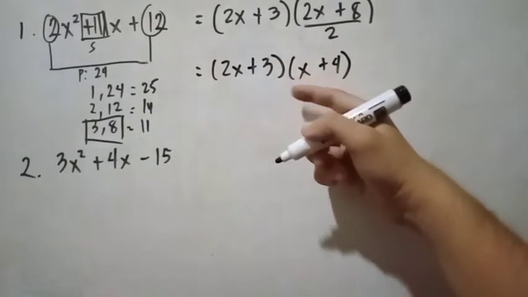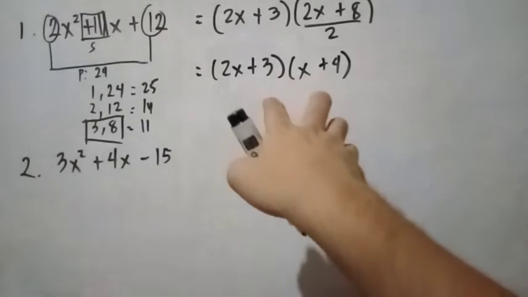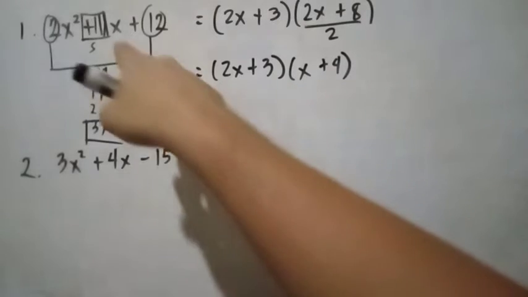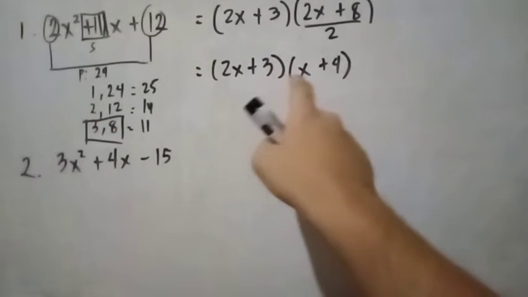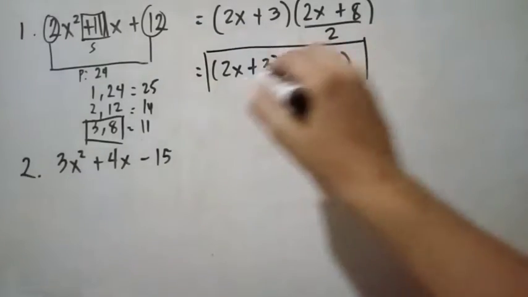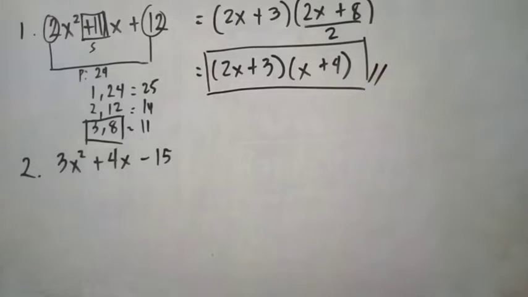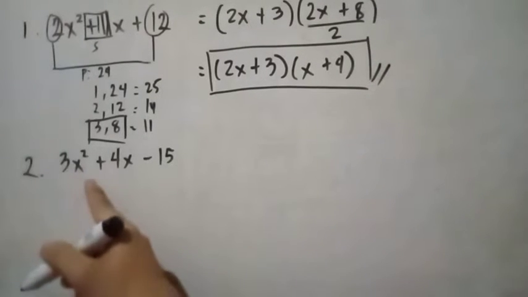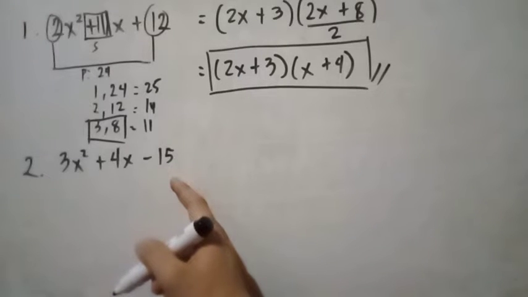Okay? So, kayo nang bahala kung i-check mo yan. Kasi, kayo nang bahala kung i-multiply mo ulit yan. And, make sure na lalabas to. No? But for now, itong 2x plus 3 at saka x plus 4, ayan yung factors ng 2x squared plus 11x plus 12. And this is the final answer. Next, number 2. 3x squared plus 4x minus 15.